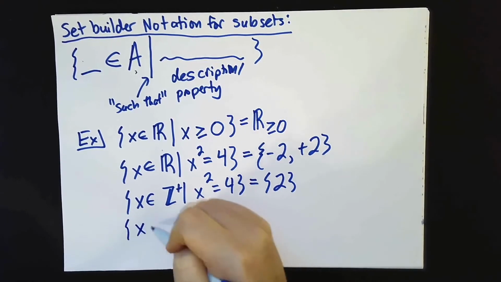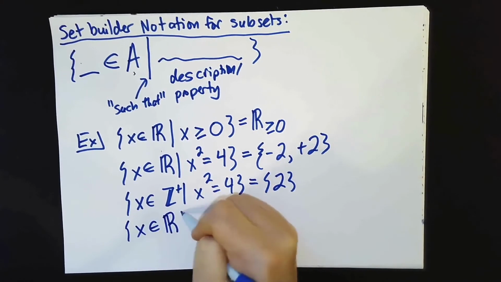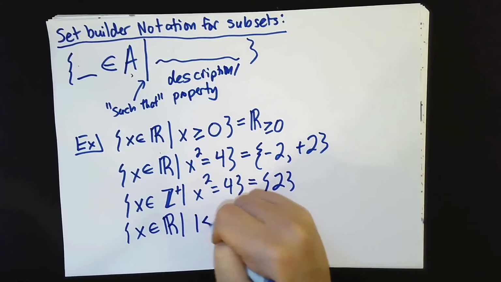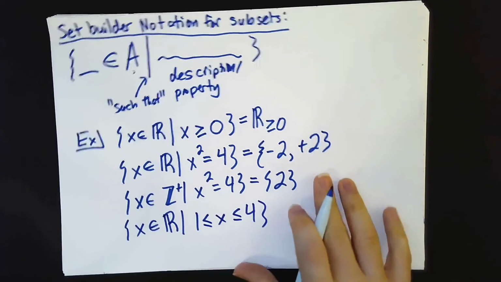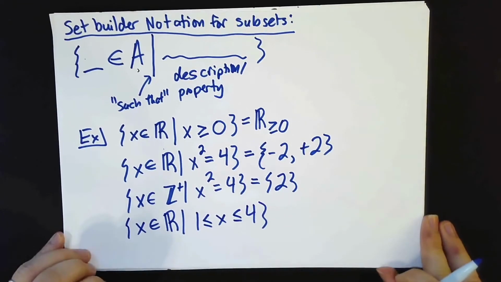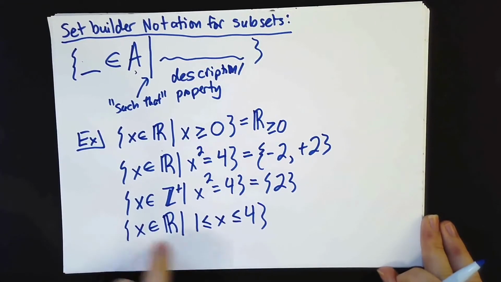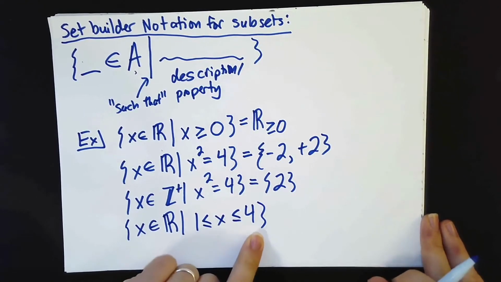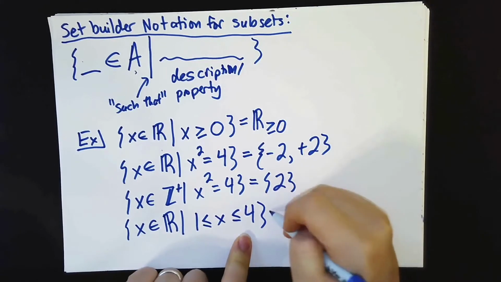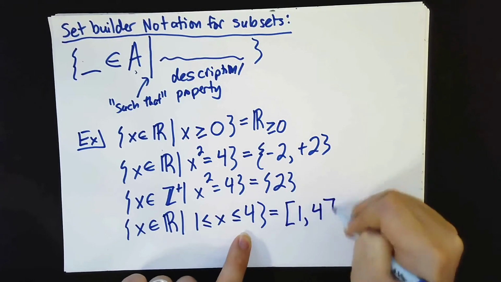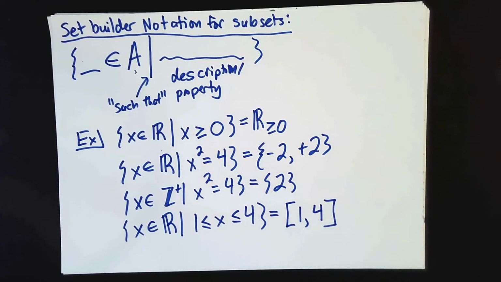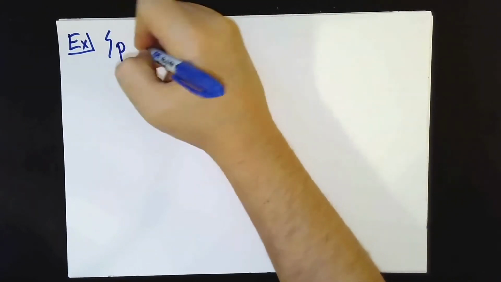Again, just to write down some more examples here, I could describe something like this. Okay, and so this is the set of real numbers that are between 1 and 4, including 1 and 4. So this is the thing you probably would have learned to write as this interval with closed brackets. So again, these things are always generating subsets.